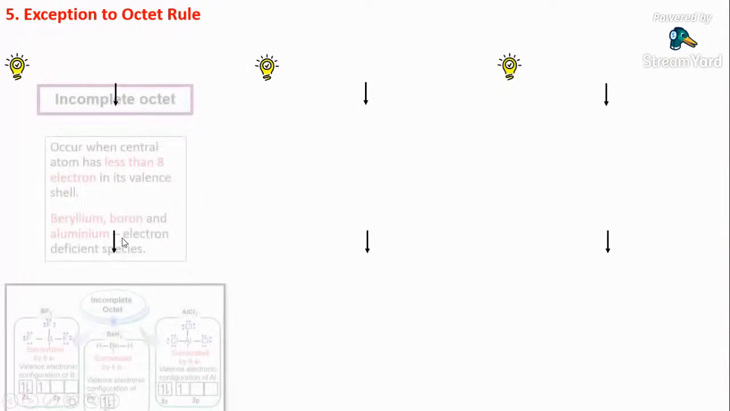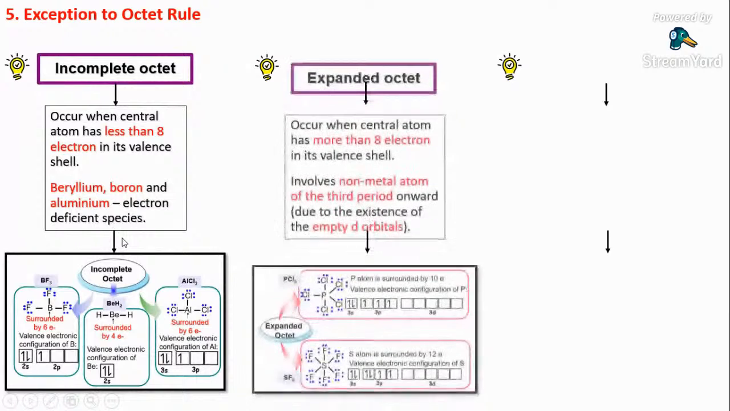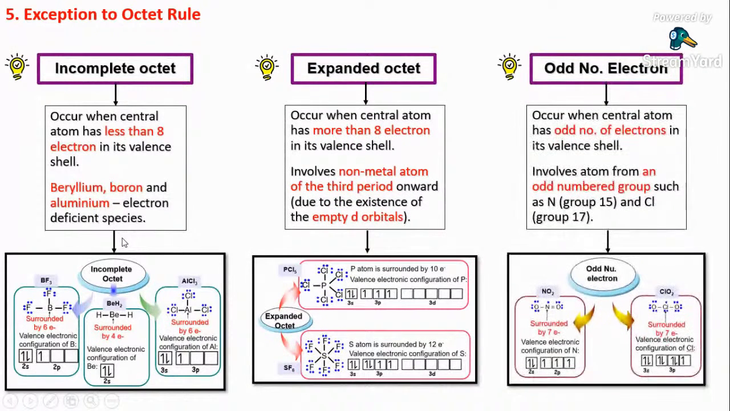Okay. We keep on talking about octet, but there are three cases which do not follow the octet. Exceptions to the octet rule. The first one is incomplete octet. When you explain the incomplete octet, the key point here is fewer than 8 electrons. These atoms are electron deficient species: beryllium, boron, aluminium.